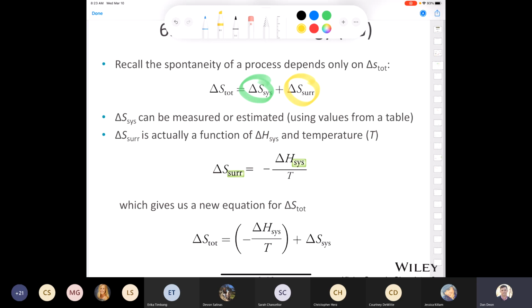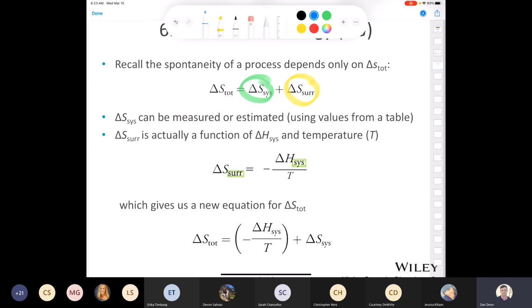Now, if you think about it, the delta S of a system, the delta S of a reaction is pretty easy to measure or do a quick estimation using entropy values from a table, right? If you go to the appendix of a general chemistry textbook, you can find some entropy values there. You're like, no problem, I can do that. I remember how to do that. Well, what about the delta S of the surroundings? It's not that easy to measure the change in entropy of the environment around a reaction, but luckily we have a workaround for that.